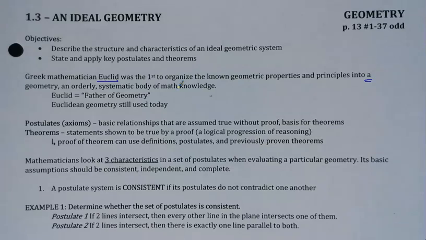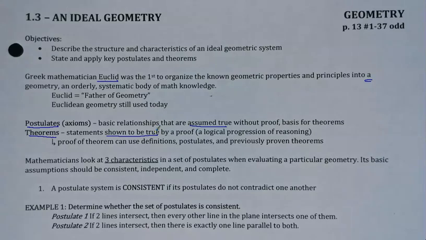All right, so postulates, or axioms, you might hear, are basic relationships that are assumed true without proof. These are the basis for our theorems. So we're going to learn some of those today. And then our theorems are statements that are shown to be true. So postulates are assumed true. Theorems are shown to be true by a proof. This is a logical progression of reasoning. It's kind of like a treasure map. If you have this piece of information, what information can you get from that piece of information, and just going through.